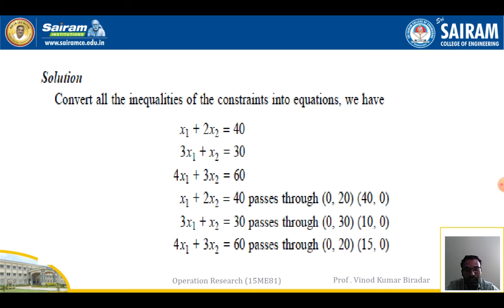Then next, in all the equations, put x1 is equal to 0 and find the x2 value, and put x2 is equal to 0 and find the x1 value, in all three of the above equations. So you will get 0 comma 20, 40 comma 0, 0 comma 30, 10 comma 0, then 0 comma 20, 15 comma 0. So understand, these are the first two steps.